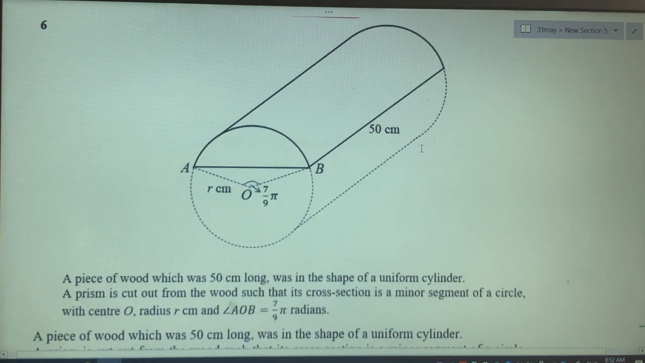Okay, now, arc length, area of sector remains our weak area. Okay, you must train yourself to visualize. Now, this piece of wood, this one you don't need to visualize. This one is just like that. This one is like that. Okay, so this part here, all being cut off. So you only have this section here. It's a prism, okay?